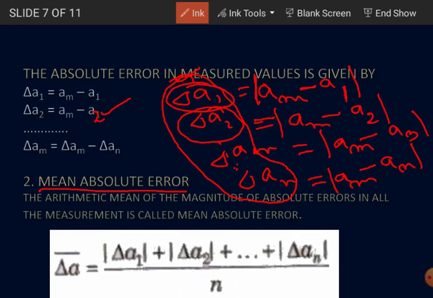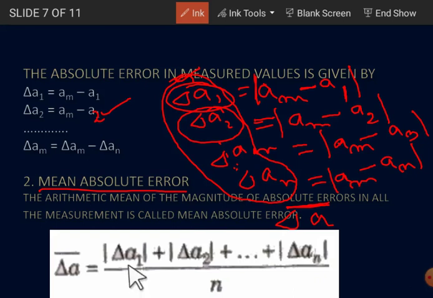So your mean absolute error is denoted by what? Delta A bar. Bar means what? It is the arithmetic mean or the average value. Got it? So the mean of all those absolute errors, we call that the mean absolute error. Simply the mean of all the absolute errors in a measurement, we call that the mean absolute error.